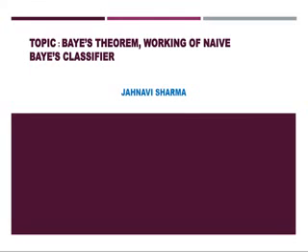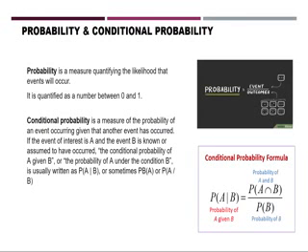What is Bayes theorem then? Bayes theorem in probability theory is a mathematical formula used to determine the conditional probability of events. Essentially, the Bayes theorem describes the probability of an event based on prior knowledge of conditions that might be relevant to that event.